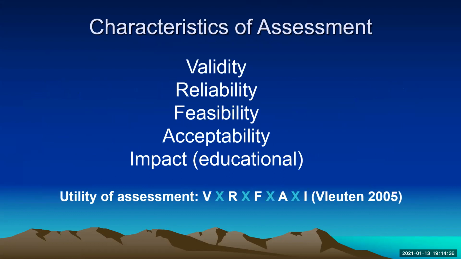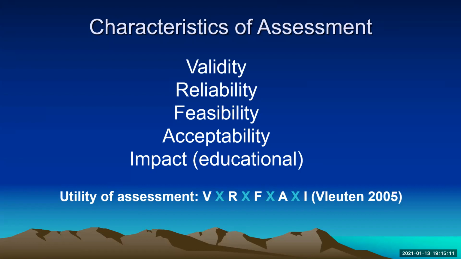Now, any assessment tool should have the following characteristics. It should be valid. Valid means that it should actually measure what it is intended to measure. Then it should be reliable. Reliability means that it should be reproducible in various situations. Then feasibility. However good an assessment method is, if it is not feasible, then it loses its utility. Then it should be acceptable also, and it should have an educational or learning impact.